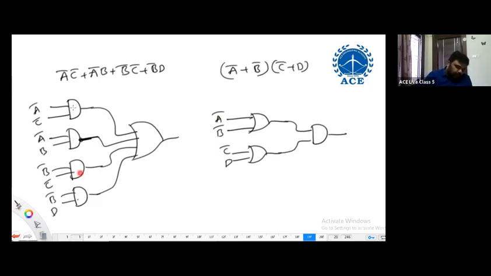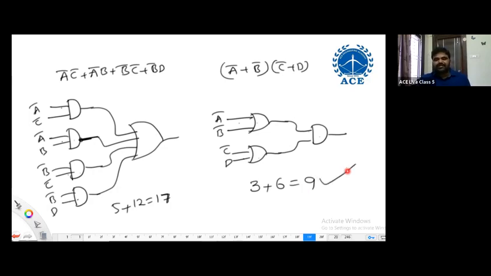1, 2, 3, 4, 5 gates. Number of inputs: 2 plus 2 plus 2 plus 2, 8, plus 4, 12. How much is that? 17. The complexity of this expression is 17. What is the complexity of this? 1, 2, 3 gates. Number of inputs 2 plus 2 plus 2 is 6, so 9. Which one is having less complexity? Obviously this one.